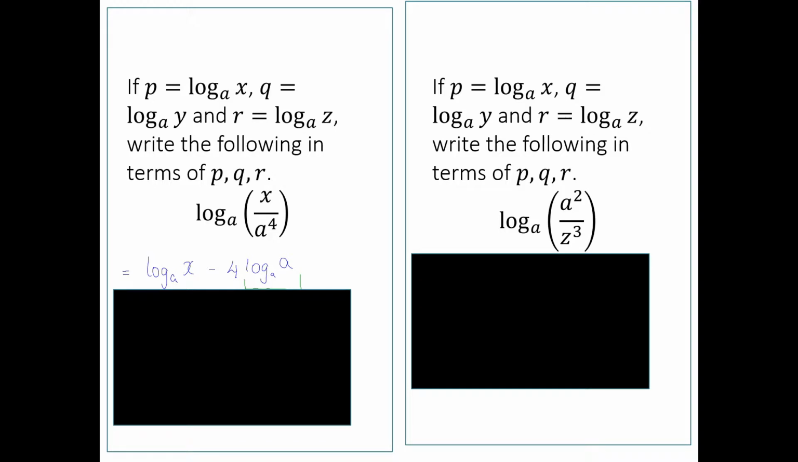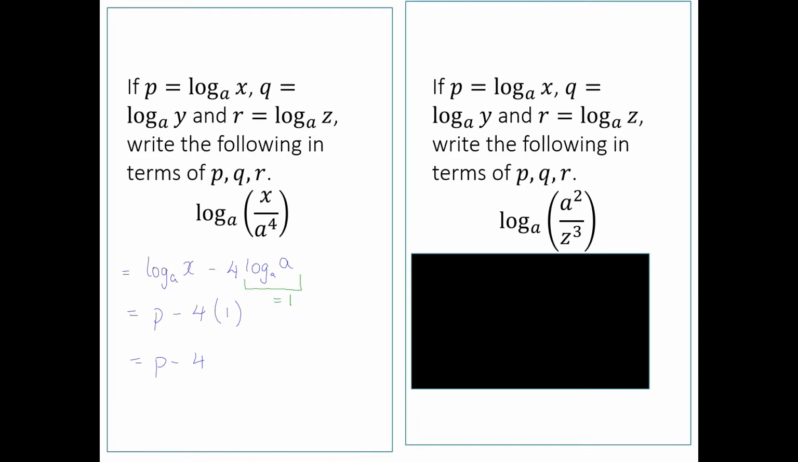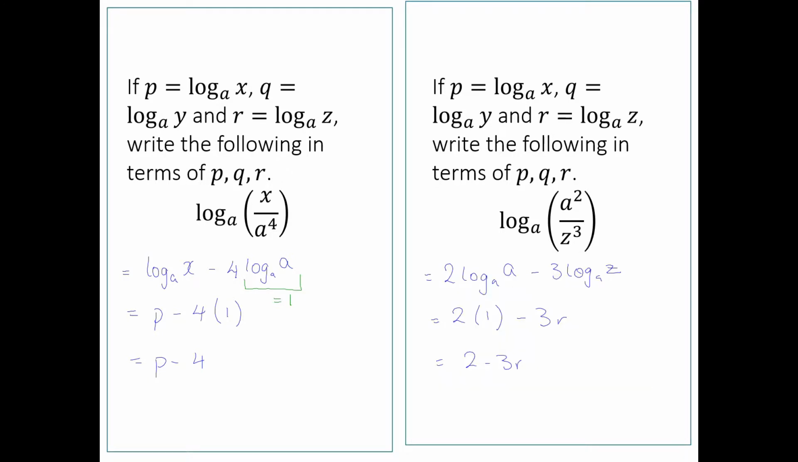Another one, slightly different. We can simplify this again because we've got log A of A. Well, that's just 1. So this becomes P minus 4. Your turn. Excellent.